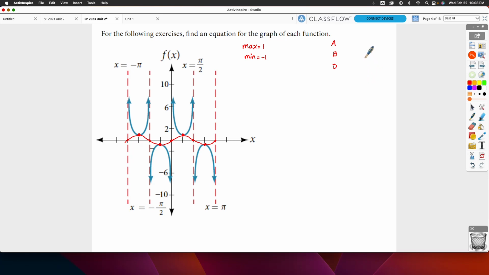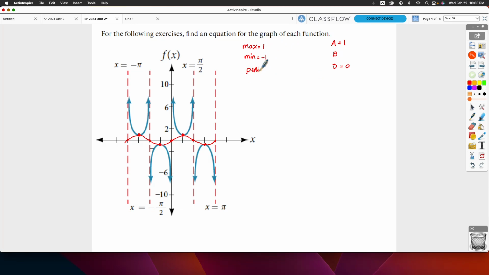So our A here is equal to 1 minus negative 1, that's equal to 2. 2 divided by 2 is 1. So the amplitude is equal to 1. Our d would be equal to 0, since 1 plus negative 1 divided by 2 is 0.